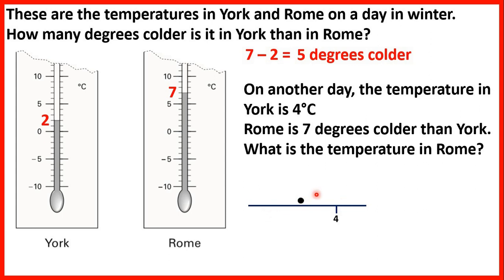From 4, we can subtract 4 to get to 0, but that's subtracting 4, and we want to subtract 7 altogether. So we need to subtract another 3, because if we subtract 4 and then 3, that's subtracting 7 in total. So 0 minus 3 is minus 3. So the temperature in Rome is minus 3 degrees.